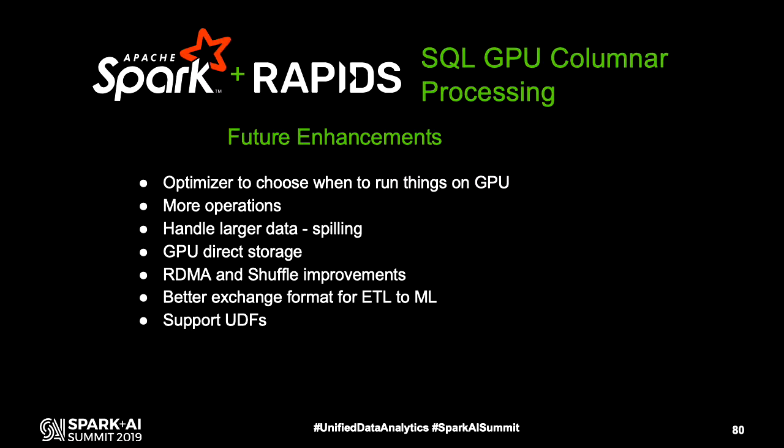And then a couple other ones: supporting UDFs. Right now, if a user writes a function, we don't know how to do that. There's a couple options, like Miguel had mentioned, to do that. And then ultimately, we also want a better exchange format for Spark to go to ML, something like Arrow possibly. We want to investigate that and see if we can get something into Spark to make that easier. And I'm going to skip the demo.